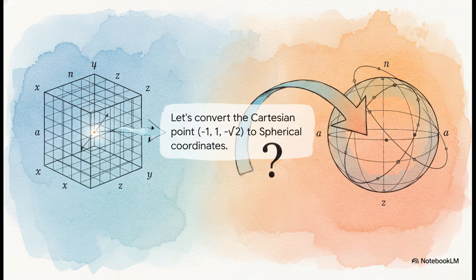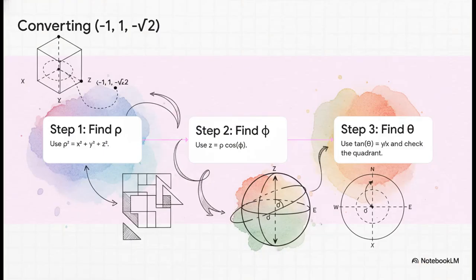This is where we'll have to break out that conversion toolkit we just saw. We can break this down into 3 straightforward steps. First, we're going to find rho, that straight line distance, using that Pythagorean-style formula. Next, we'll figure out our down angle, phi, using what we know about z and rho. And finally, we'll find our around angle, theta, using tangent. But there's a little catch we have to watch out for.